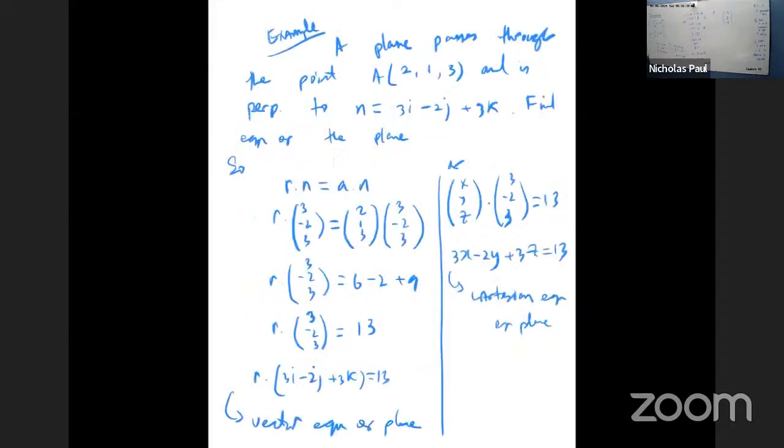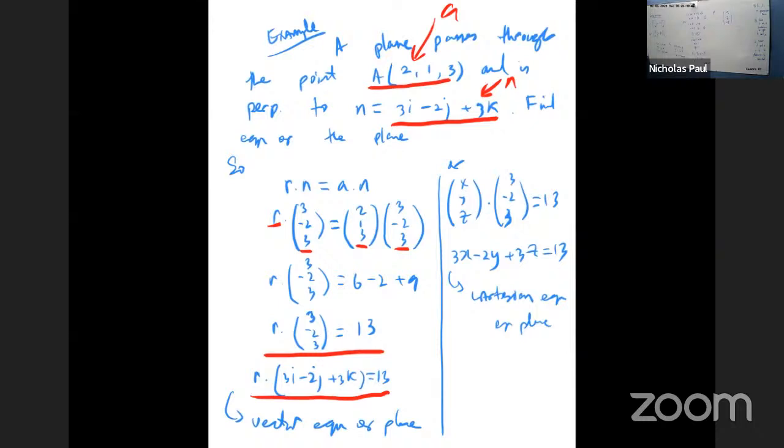Watch a small example here. If I give you a point on the plane, (2, 3, 2), and it's perpendicular to (1, 3), this is your A, and this is your N. You want to find the equation of the plane. All you're doing is multiplying R by N, A by N, and you end up with something looking like this. This here is the vector equation of the plane. To convert it to Cartesian, just multiply x, y, z by that. And that's it.